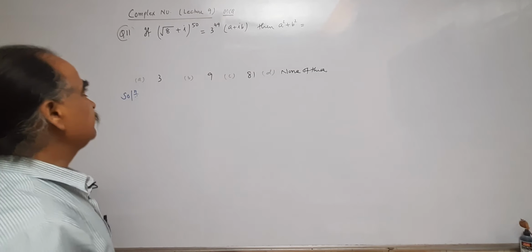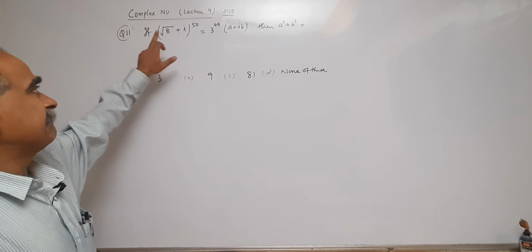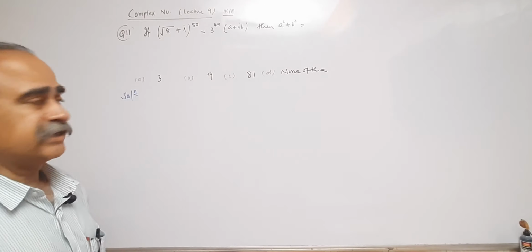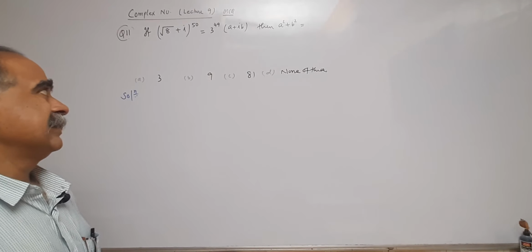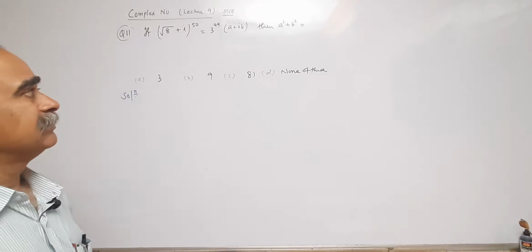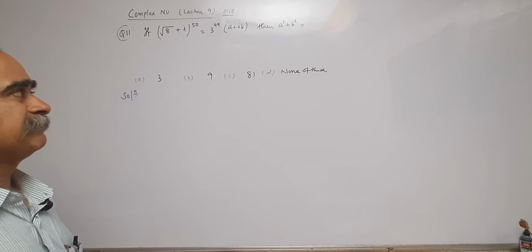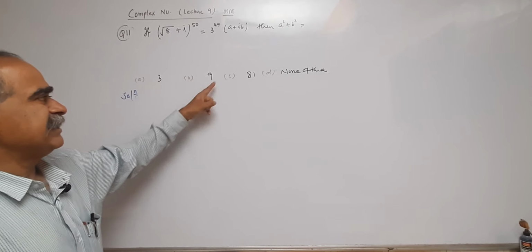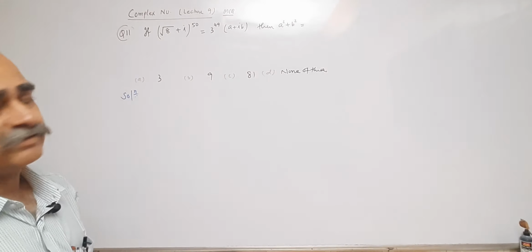So next problem is, if root 8 plus i raised to 50 is what? 3 raised to 49 into a plus ib, then the value of a square plus b square is equal to, options are 3, 9, 81, none of these.